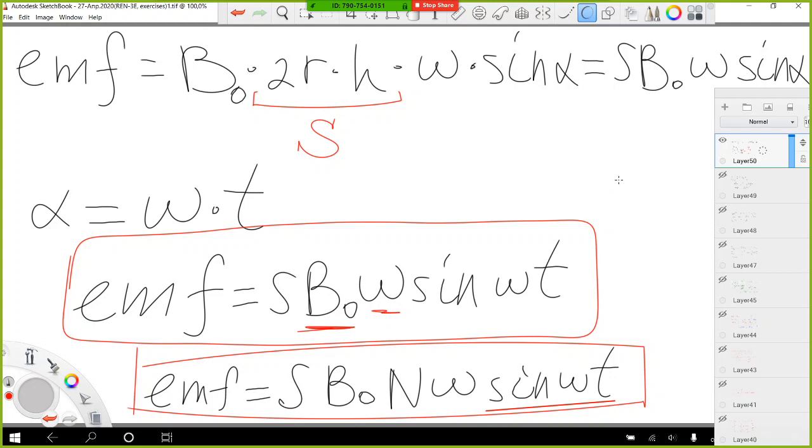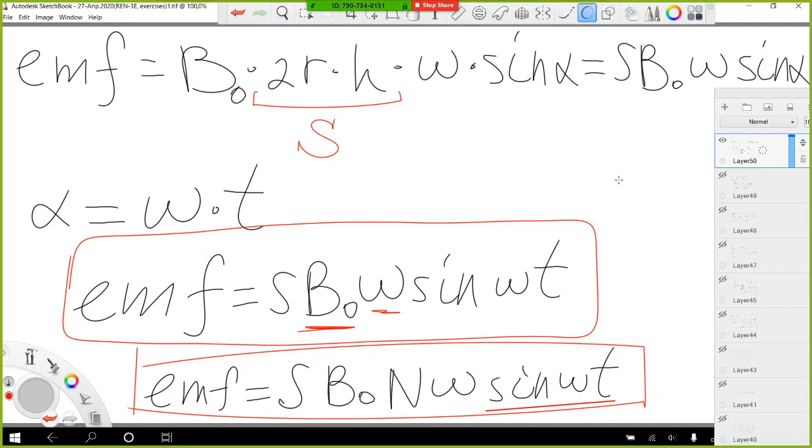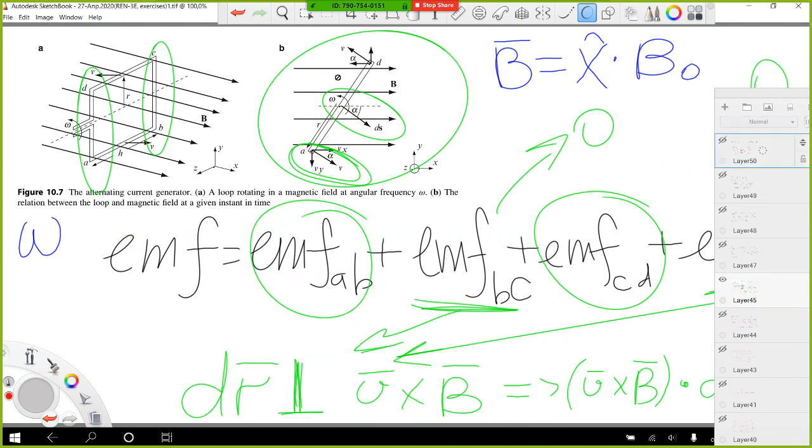Well, we came up to here. For today, I hope this is enough. Tomorrow we will see the combination of motional and transformer action electromotive forces. Now in our problem the magnetic field was stationary. Tomorrow we will see what happens if both the magnetic field changes with time and our closed contour rotates along some axis.